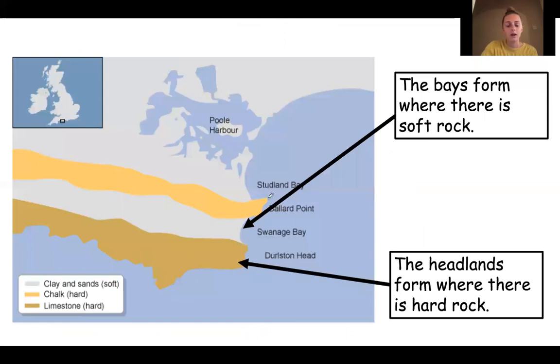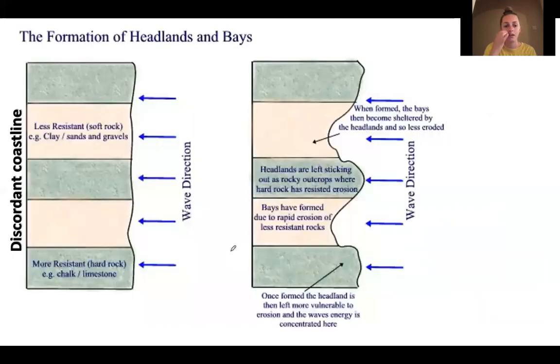Here's an example of a discordant coastline along the UK coast. You've got points here that are headlands and then the bays as well. Remember that bays are soft rock and headlands are hard rock. Here's another more detailed diagram. Less resistant soft rock, for example clay or sand and gravels, and more resistant harder rock, for example chalk or limestone.